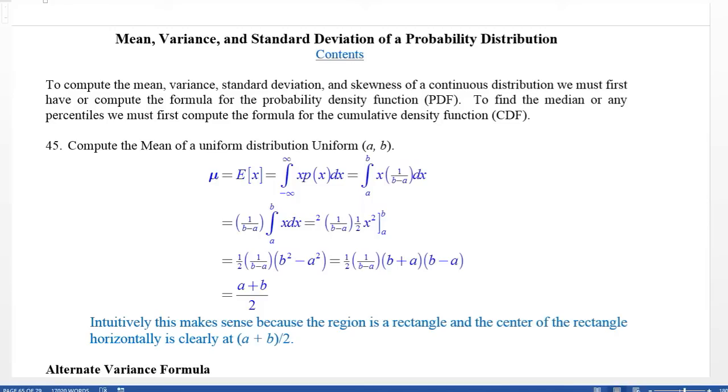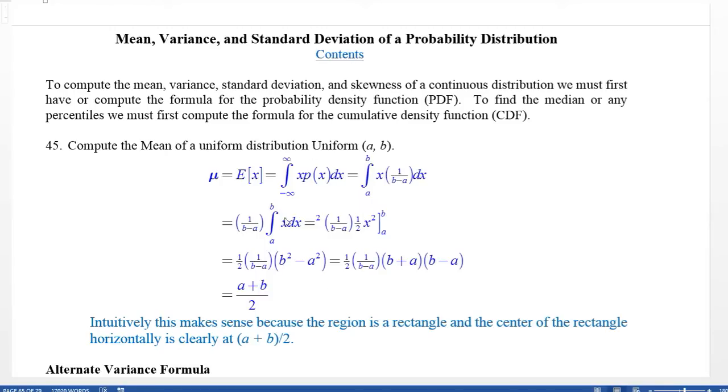We could also measure the spread of our data. That's measured by the variance or the standard deviation. And we might want to measure if it's symmetric or not. And so the deviation from symmetry is called the skewness of the distribution. And all of these things can be computed using calculus when we have continuous distributions. So let's start with the mean. Let's find the mean of a uniform distribution.